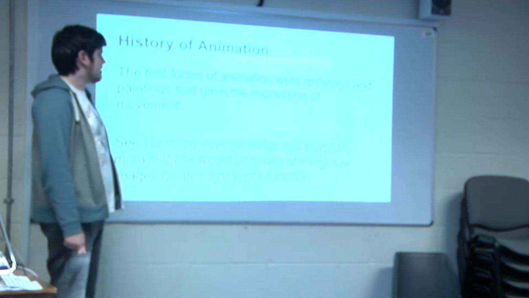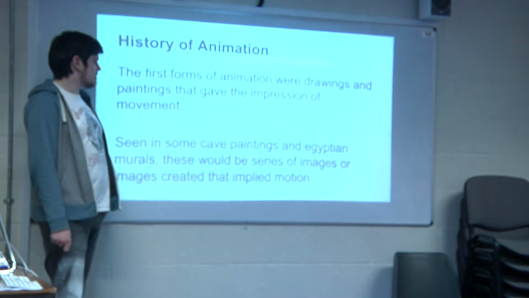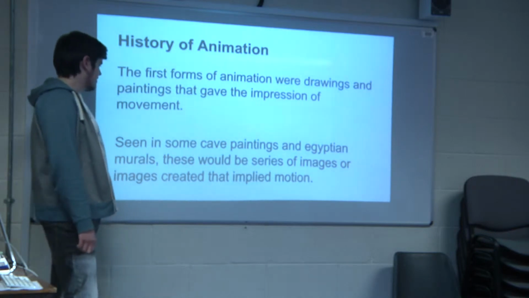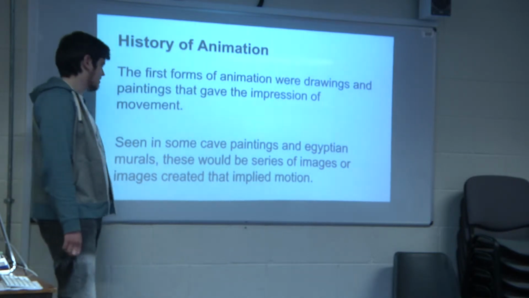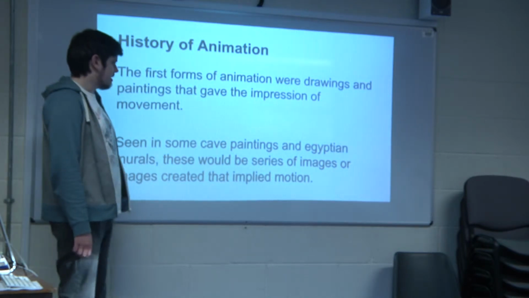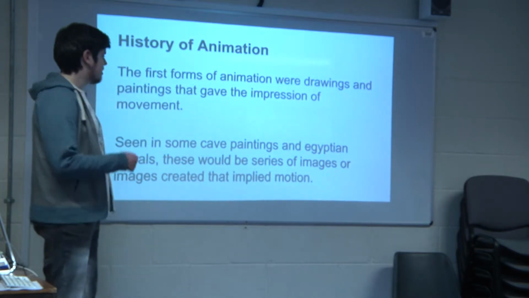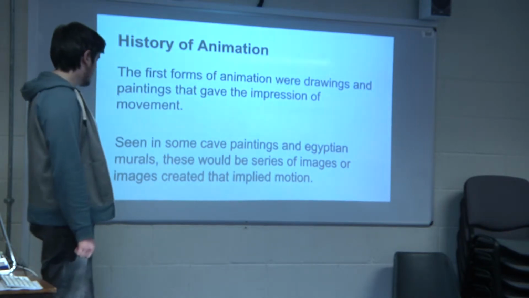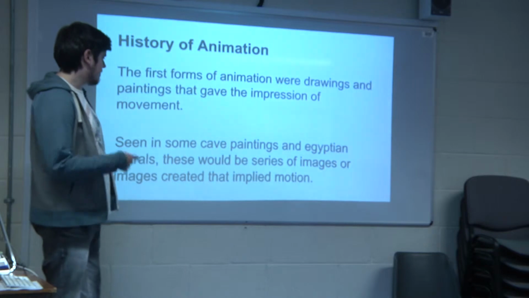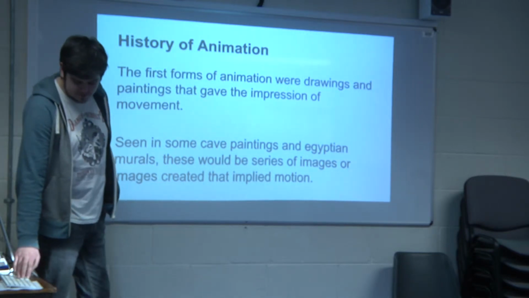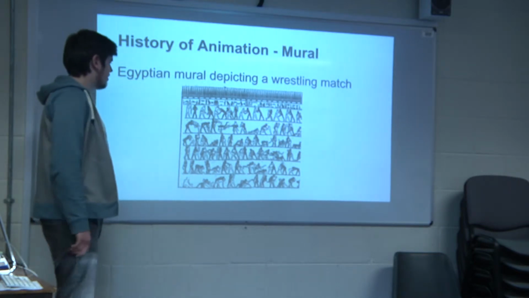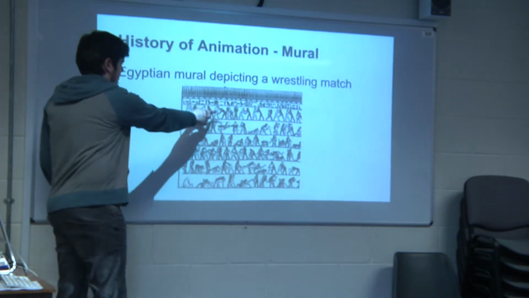Some of the first forms of animation were just drawings or paintings, but the way they were made gave the impression of movement. This was seen in cave paintings and some Egyptian murals. They convey the animation sometimes through a series of images, or the images themselves would imply motion, like people having multiple legs. This is the Egyptian mural of a wrestling match. It's just the different stages.